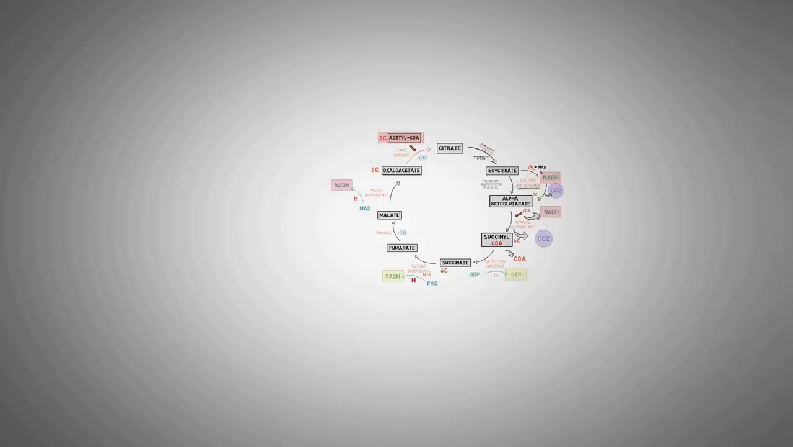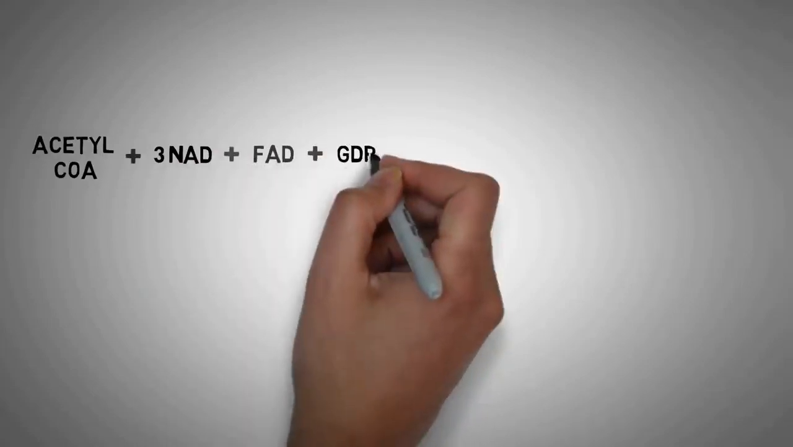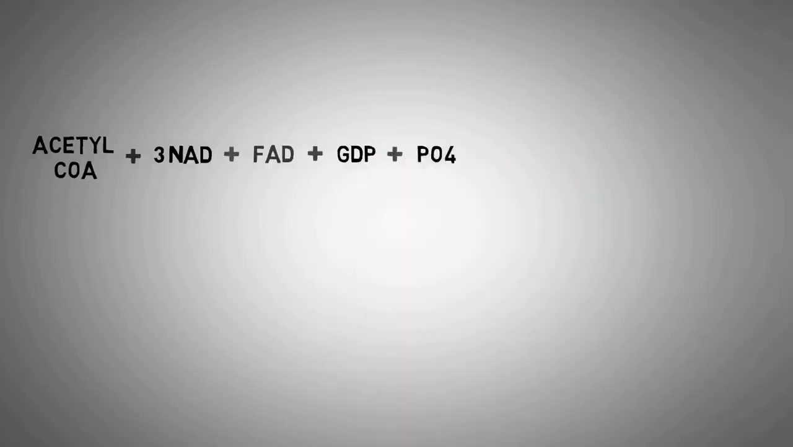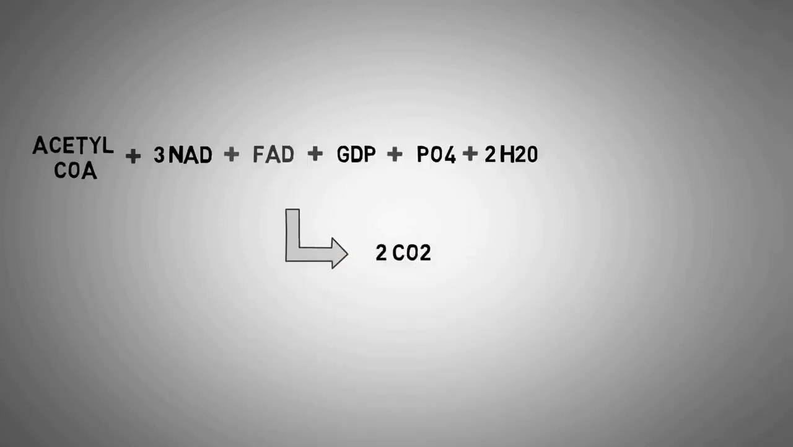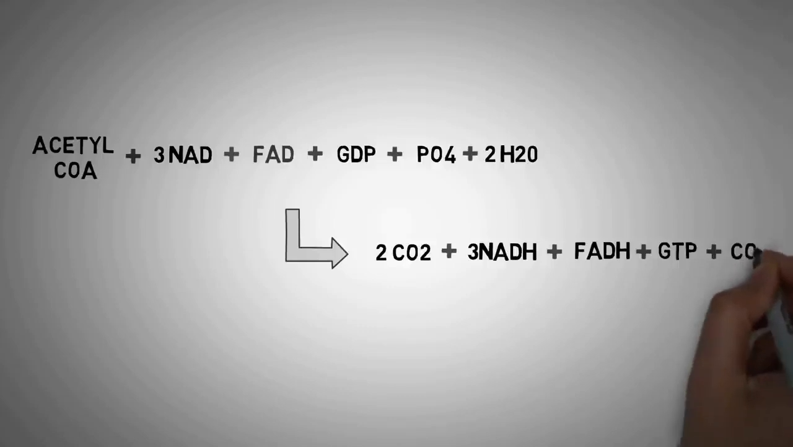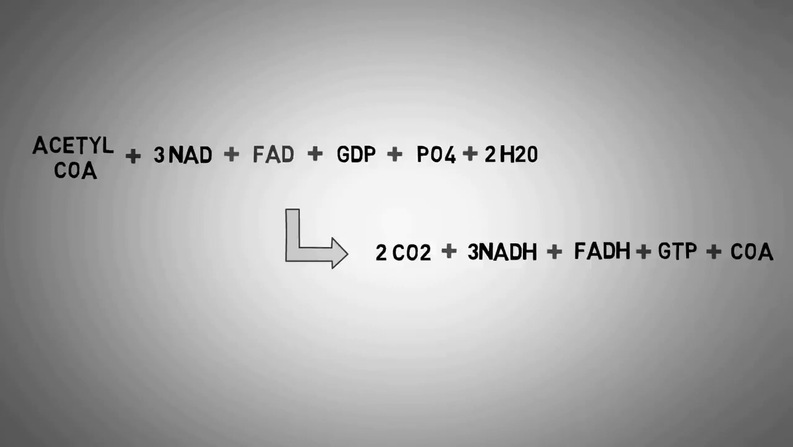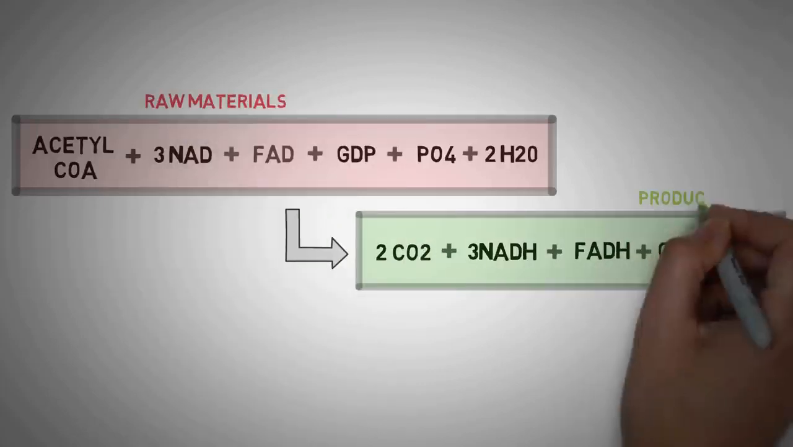Now the net reaction of the citric acid cycle is 1 molecule of acetyl-CoA plus 3 molecules of NAD plus 1 molecule of FAD plus 1 molecule of GDP plus 1 molecule of inorganic phosphate plus 2 molecules of water combined to give 2 molecules of carbon dioxide and 3 molecules of NADH plus 1 molecule of FADH plus 1 molecule of GTP and 1 molecule of coenzyme A. What is this gibberish? Well, let me decode this reaction for you. On the left hand side of this reaction are the raw materials that are being used here, and on the right hand side are the products that are formed in the Krebs cycle.